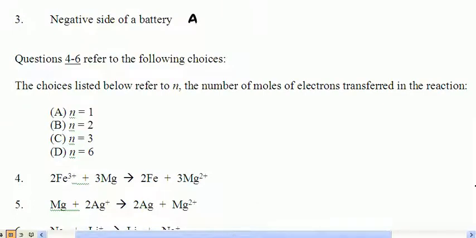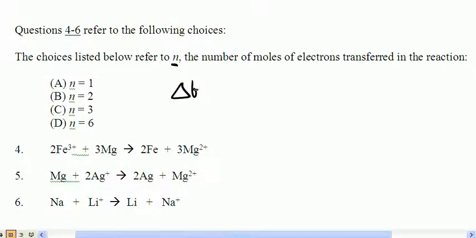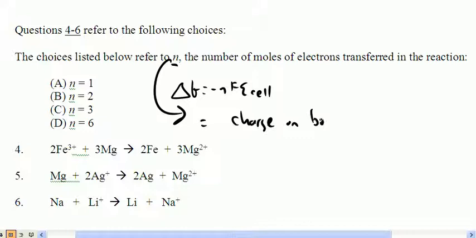Okay. These choices refer to n, which is the number of moles of electrons. n shows up in our delta G equation. n also shows up when doing plating problems. Simple way to do this, n is the total number of electrons transferred. That's also going to be equal to the charge on both sides.